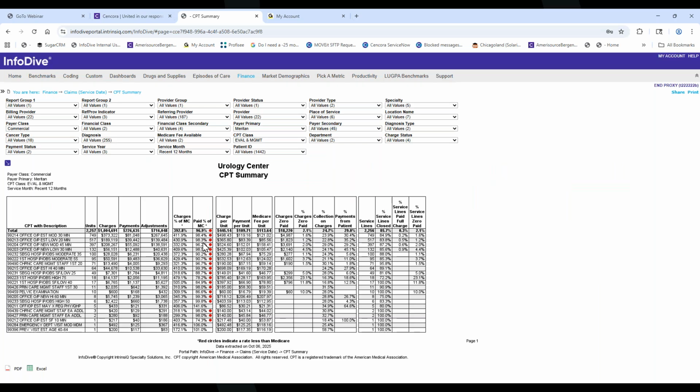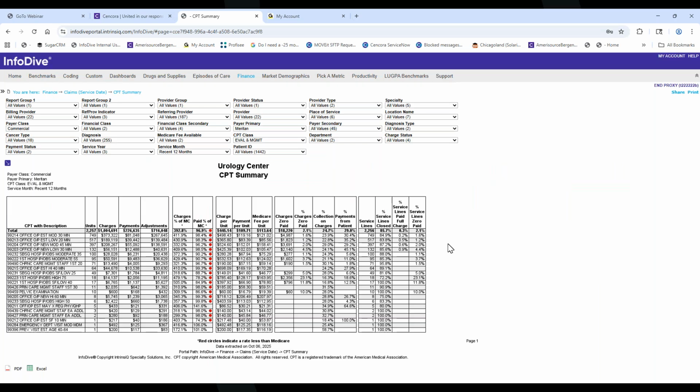And as I look across here, I can see on average I'm getting paid $109 per unit, and the Medicare fee is $113 per unit. A couple other things though that I would pay attention to on this report is looking at the percentage of charges that were zero paid, but also looking at the percentage of payments that are coming from my patients. I mean, 30%, I feel like it's a pretty high percentage of payments coming from patients.